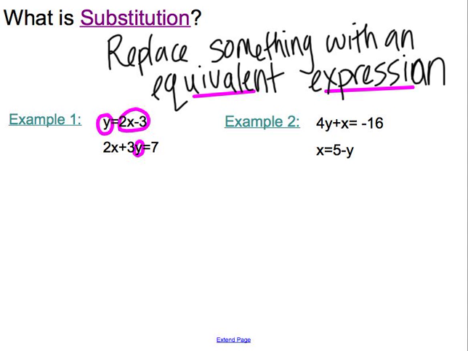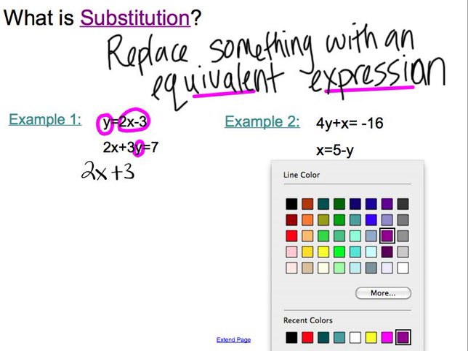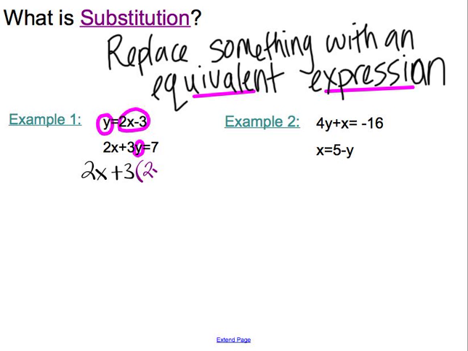Now I'm going to replace. So I start with copying what I'm not replacing. I copy the 2x. I copy the 3. But where the y was, I'm going to replace that with 2x minus 3, because that is equivalent to y. Notice everything else stayed the same. And then, of course, I copy the 7. The reason I do this is because I'm trying to find where these x's and y's are equal for the two rules. And so I'm taking the y from one rule and I'm putting it into the y in the other rule. I'm substituting it in.